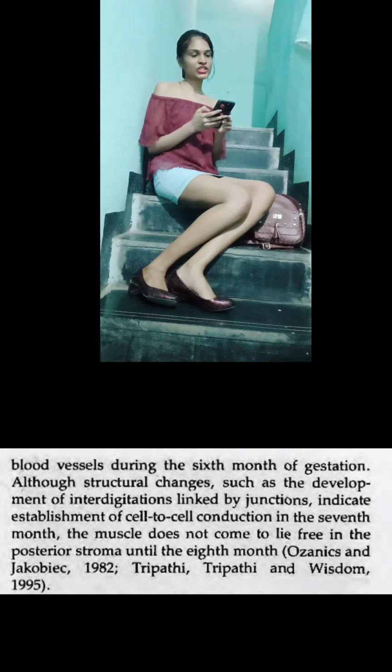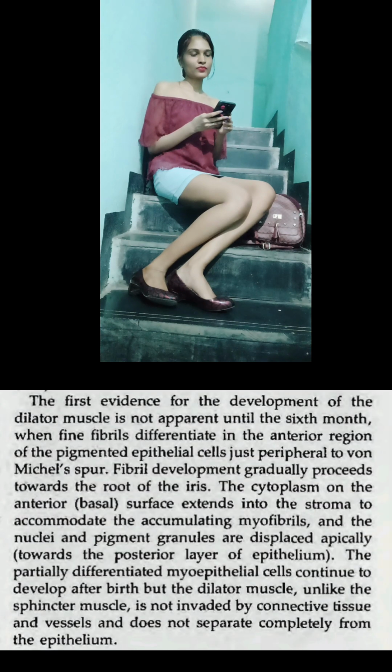Although structural changes such as development of interdigitations linked by junctions indicate establishment of cell-to-cell conduction in the 7th month, the muscle does not come to lie free in the posterior stroma until the 8th month. The first evidence for the development of the dilator muscle is not apparent until the 6th month, when fine fibrils differentiate in the anterior region of the pigmented epithelial cells just peripheral to von Michel's spur.